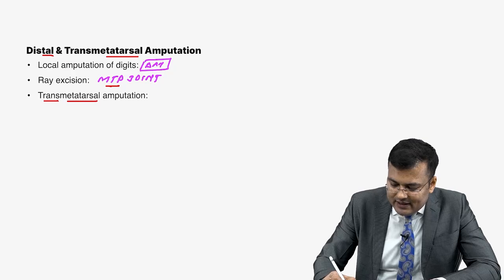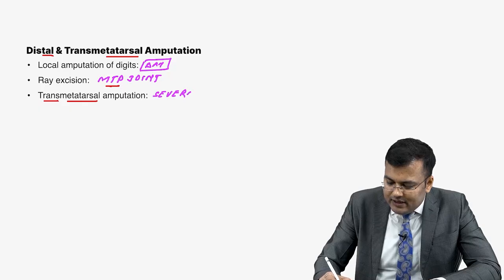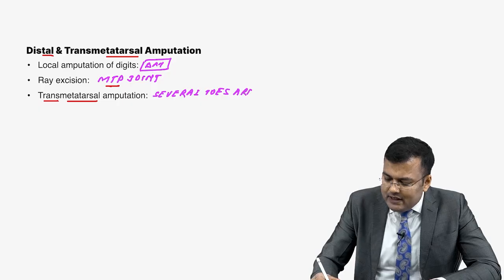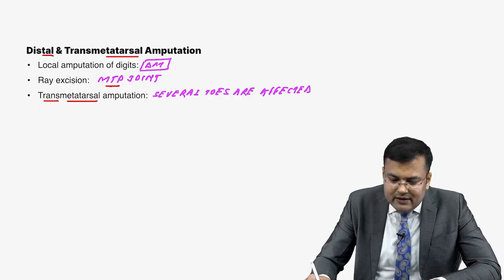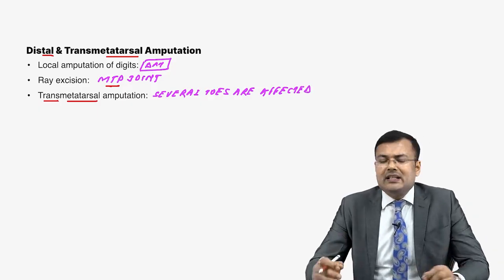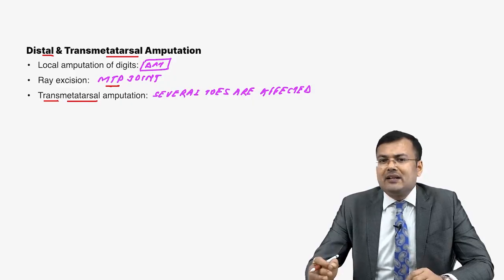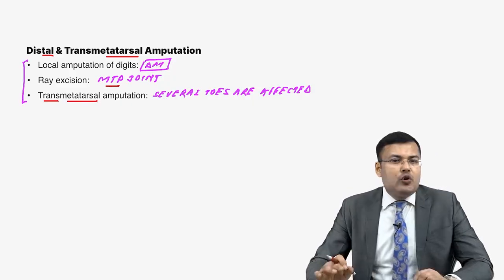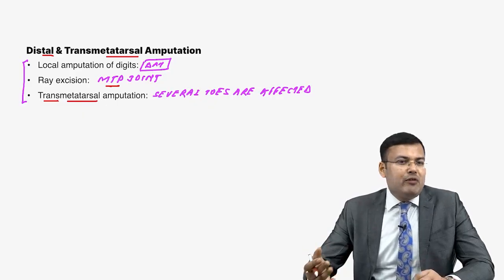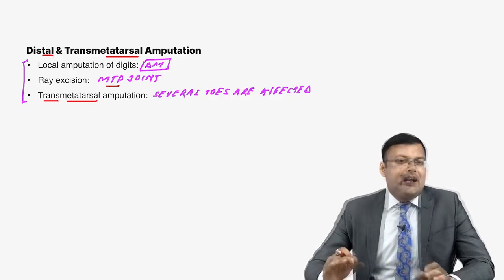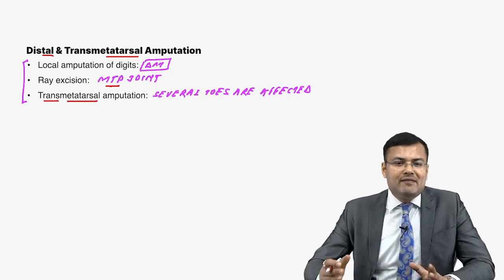So when several toes are affected with adequate proximal circulation, in these cases we go for transmetatarsal amputation. Remember 3 points: local amputation of digits in diabetes mellitus; ray excision when there is involvement of the metatarsophalangeal joint; and transmetatarsal amputation when several toes are affected.